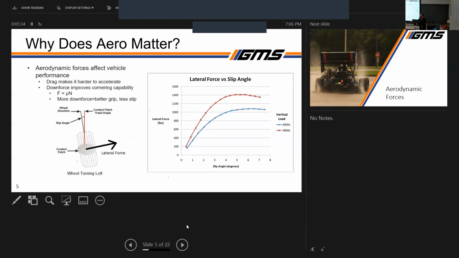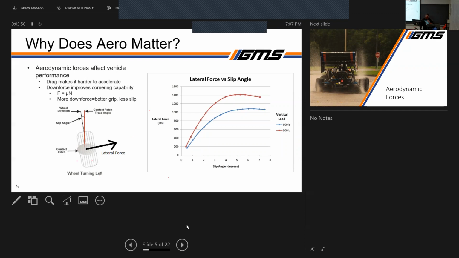Our car can't really go fast if it's got drag on it. So why have it in the first place? The answer is because we want downforce. Downforce generally improves our ability to corner with our vehicle. Specifically, it does that by increasing the amount of lateral force on our wheel required to increase its slip angle.